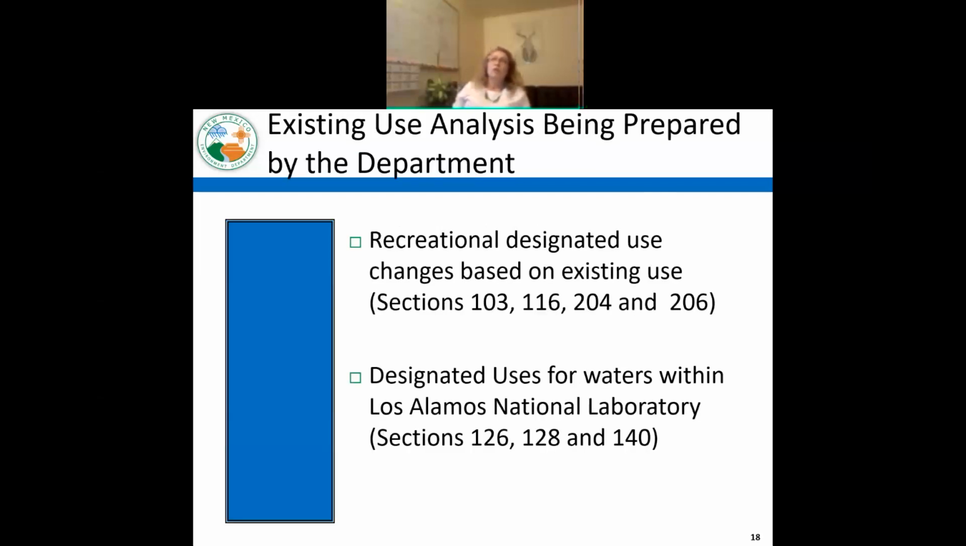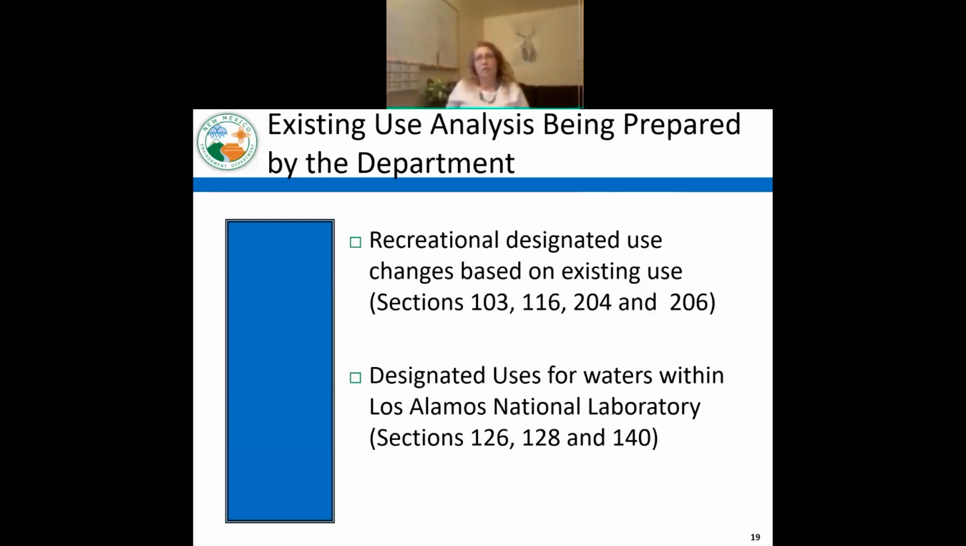So there are two amendments to designated uses that are based on existing uses. As we touched on a while ago, an existing use is a use that's been attained at some point after November 28, 1975. In order to amend a designated use based on an existing use, demonstration must be made that the water was able to attain that water quality necessary for the use, and the water is supporting that use.